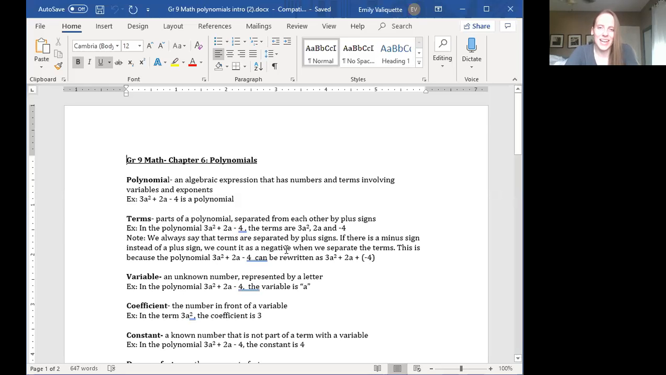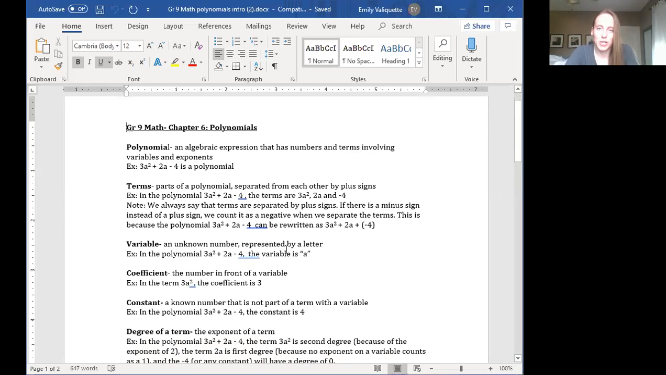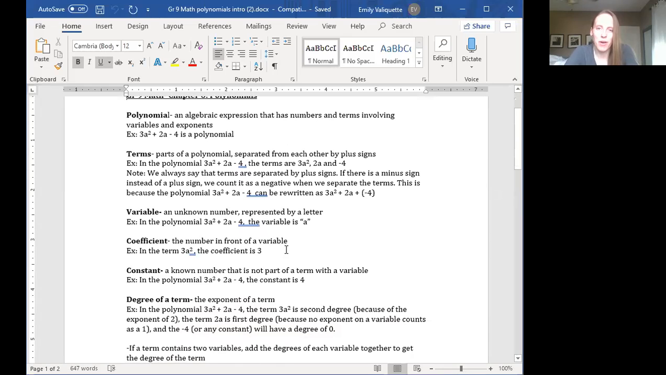So we're going to start again just by going over some terms that you need to know. A polynomial is an algebraic expression that has numbers and terms, including both variables and possibly exponents. So for example, 3a squared plus 2a minus 4 is a polynomial.